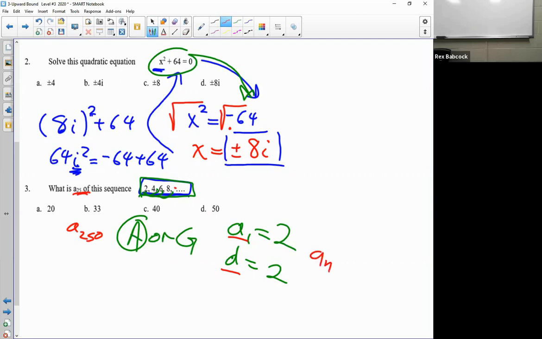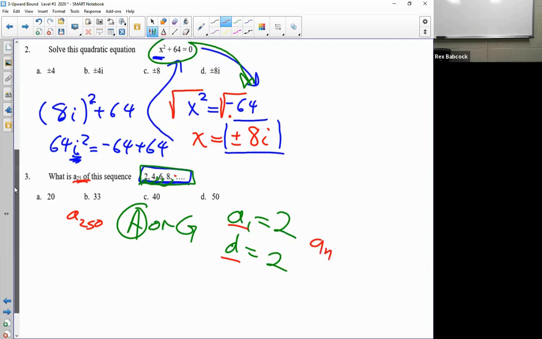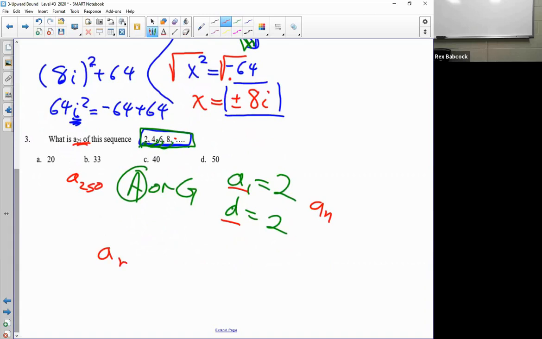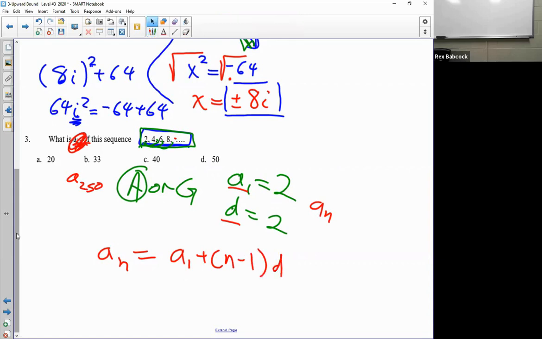a sub n should equal a sub 1 plus the number that you're looking for. In this case, it's 25, minus 1, times the difference. And that'll give you the term. Okay? Anything else before we close?